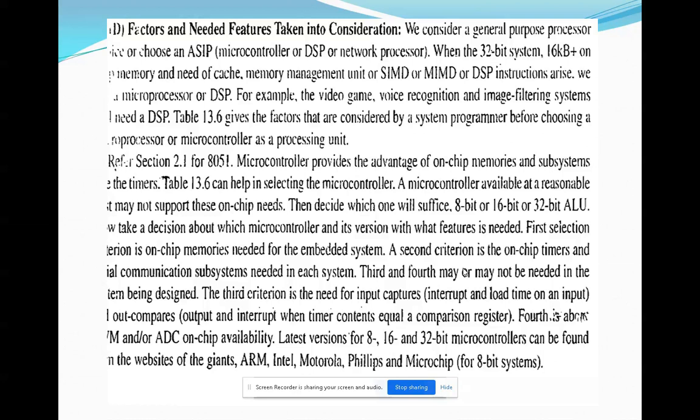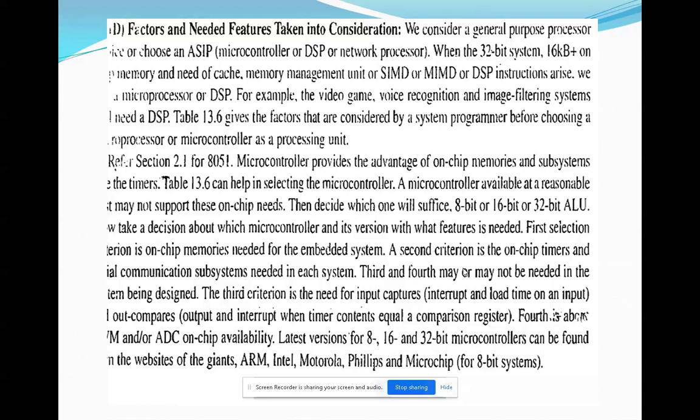And then the first selection is on chip memory, which is needed for the embedded system. In the chip itself you will be having inbuilt memories as well as an inbuilt timer, and then a serial communication subsystem, and then lastly, that is third and fourth, you will be considering in the system being designed.